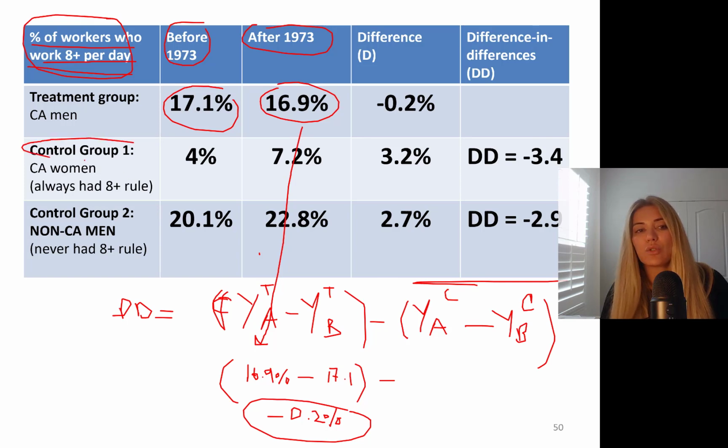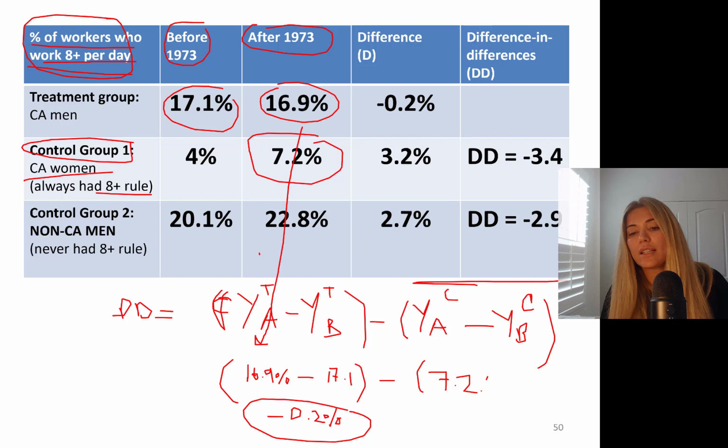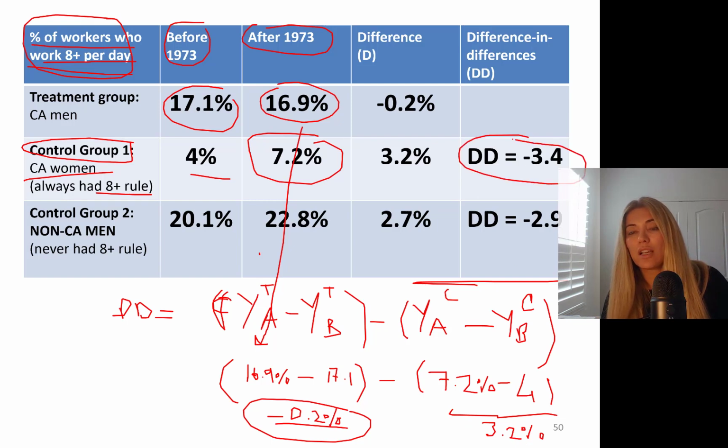So they did two control groups. Control group 1 is California women. They always had the 8+ hour rule. After the policy change, 7.2% started working more than 8 hours a day, minus 4% before the policy change. So actually there is a demand for workers with 8+ hours of work. So negative 0.2 minus 3.2 is the impact of this extension of overtime for those who work more than 8 hours.